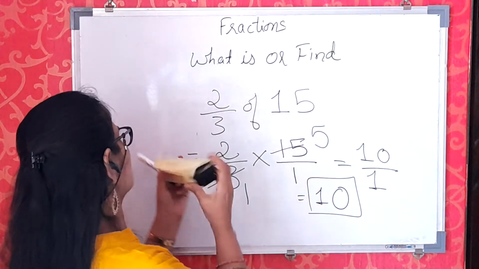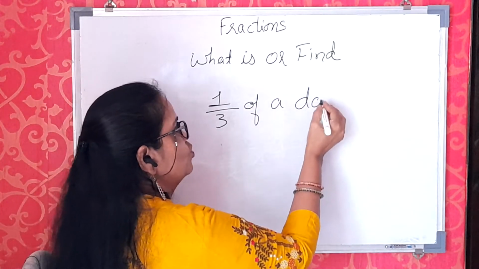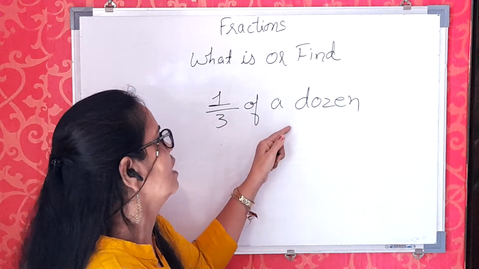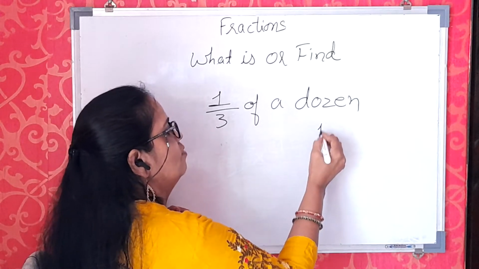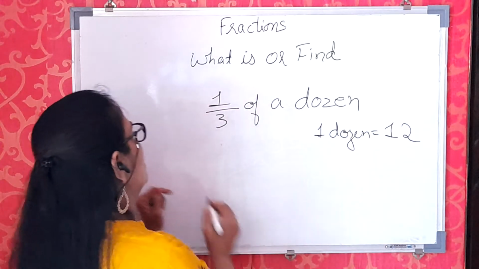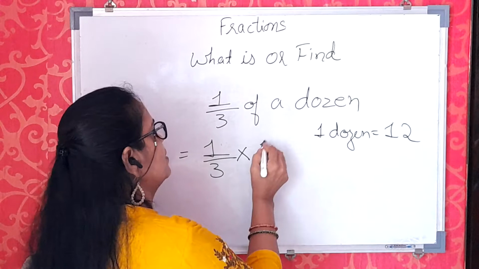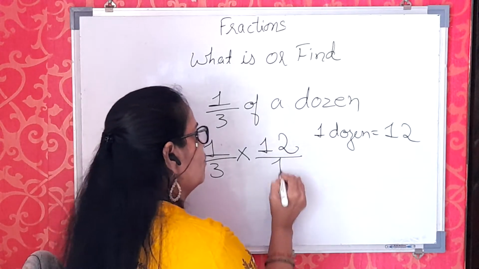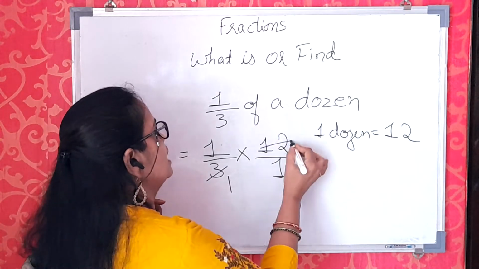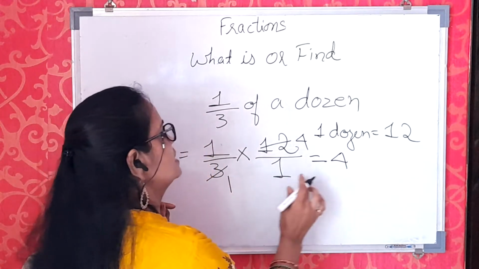Now suppose your sum is like this: 1/3 of a dozen. So you get confused. Oh my God, only one fractional number is here. Where is the other number? So you should know 1 dozen makes 12 pieces, right? So 12 is the number. So 1/3, 'of' means multiplication, dozen means 12. Consider 1 as the denominator. In the 3 table, 3 ones are 3, 3 fours are 12, 4 ones are 4, 1 ones are 1.